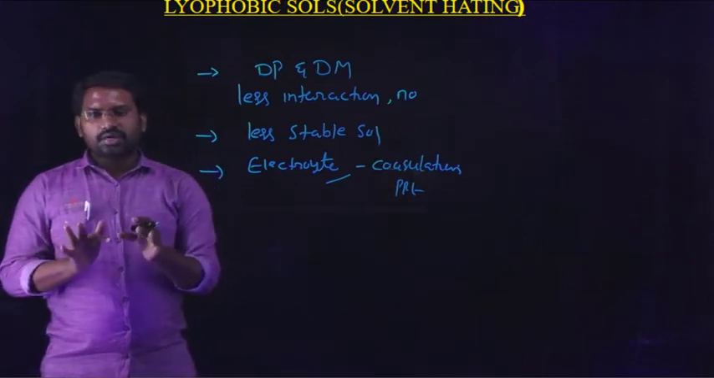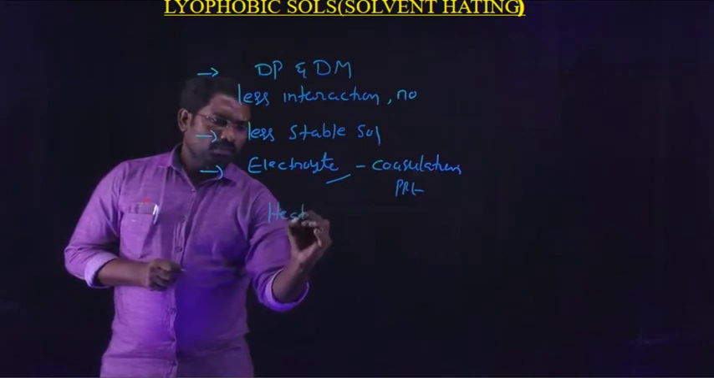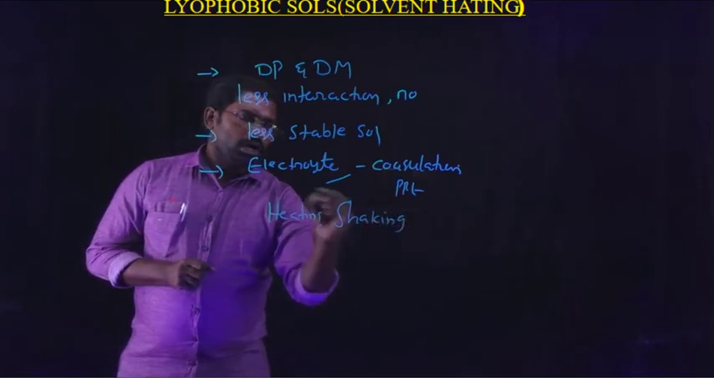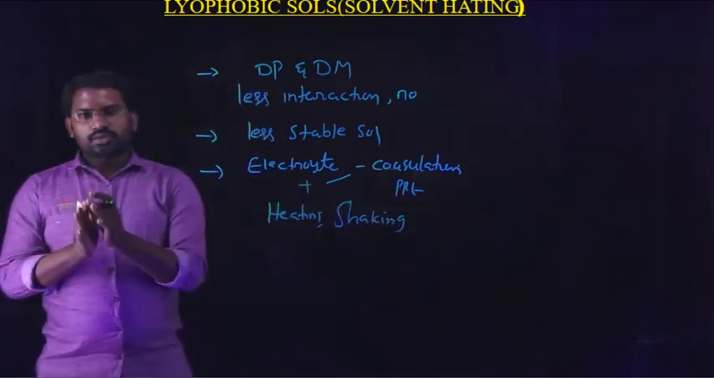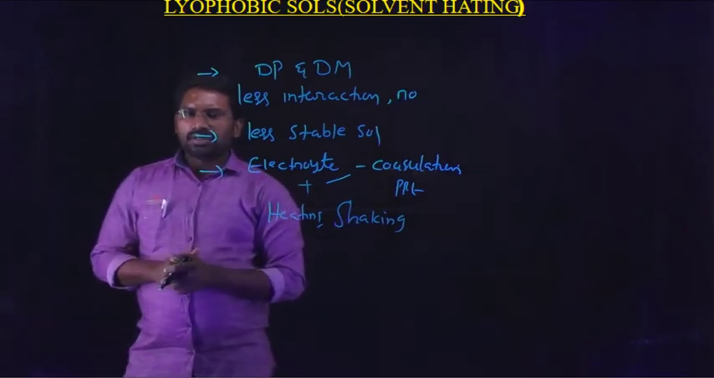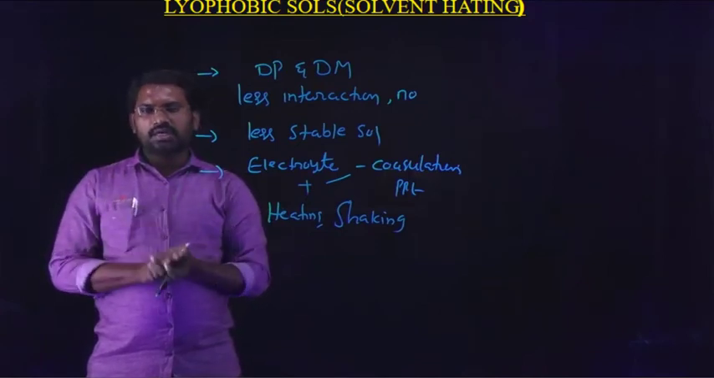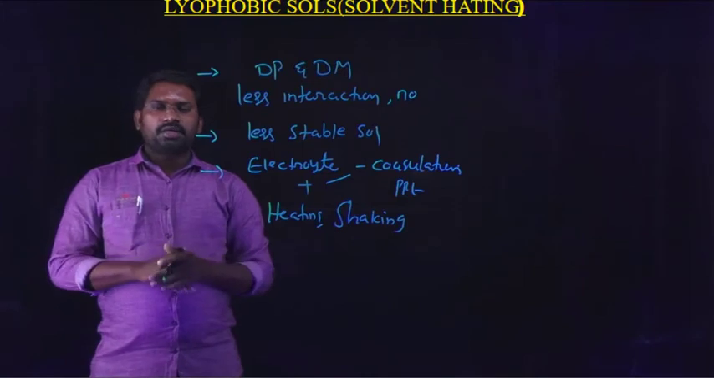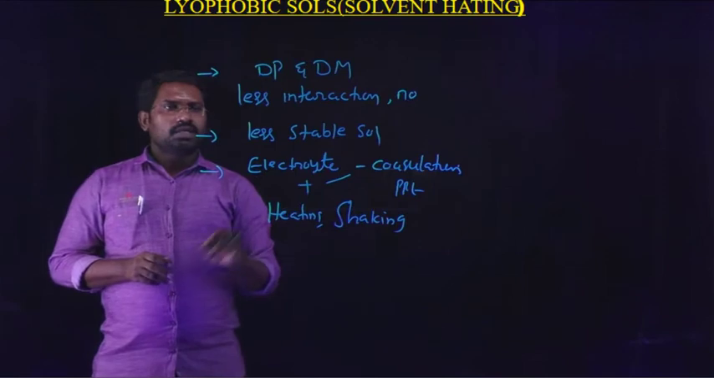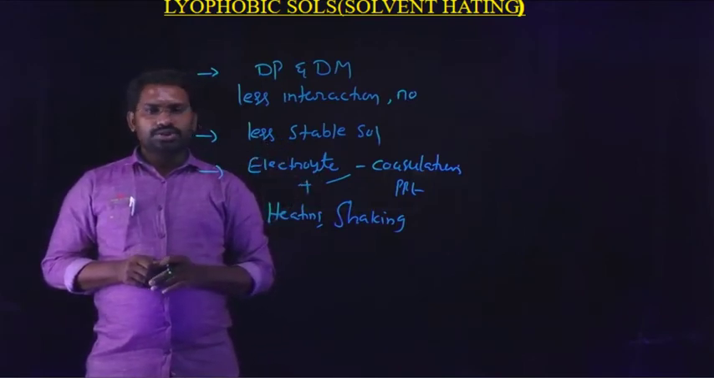electrolyte or shaking or heating. If the given colloidal solution is heated or shaken well or an electrolyte is added, the colloidal solution undergoes coagulation or precipitation. Coagulation or precipitation means if one substance is added to another substance, the oppositely charged particles get neutralized and come down as a precipitate. The process is known as coagulation or flocculation. Therefore, because of less stability, lyophobic sols undergo coagulation or flocculation.